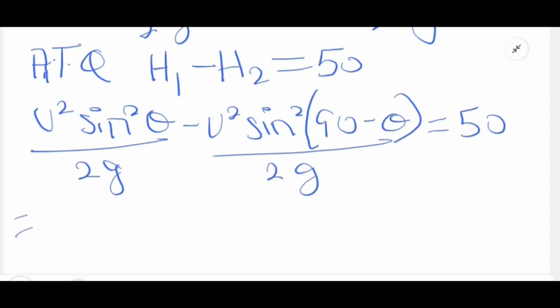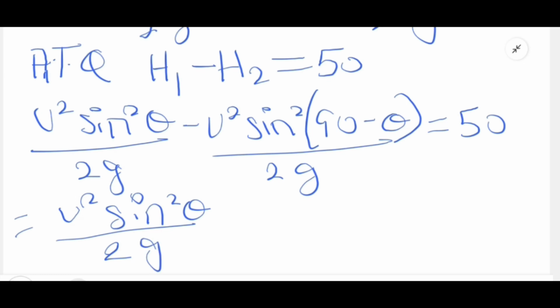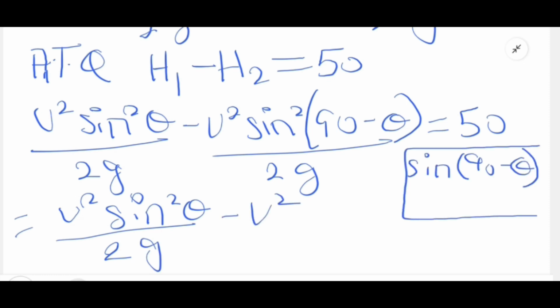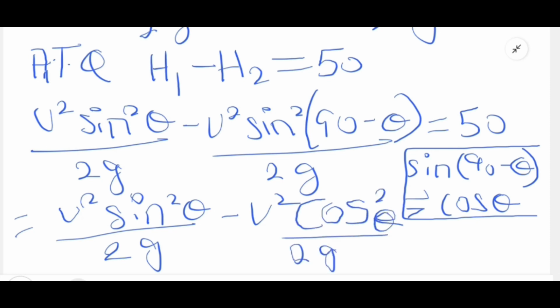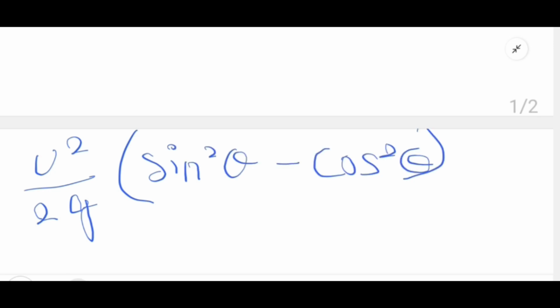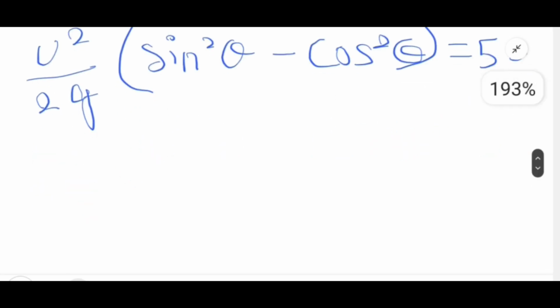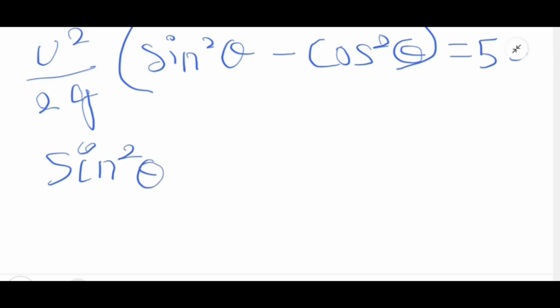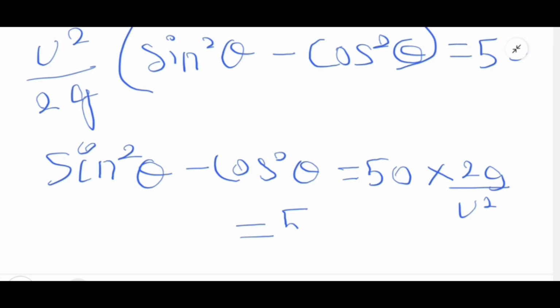So u square sine square theta upon 2g minus u square sine square 90 minus theta upon 2g is equal to 50. Now in trigonometry you also know a very important concept that sin 90 minus theta is equal to cos theta, according to the first quadrant. Now u square upon 2g would come common. Sin square theta minus cos square theta would be 50. Sin square minus cos square is equal to 50 into 2g upon u square.